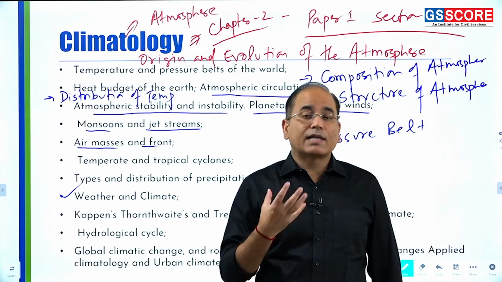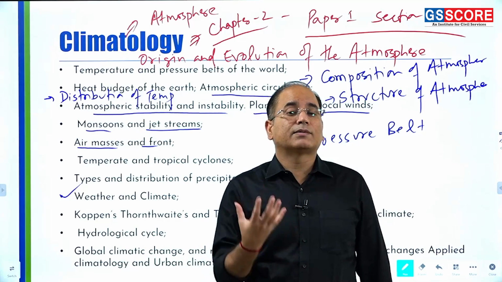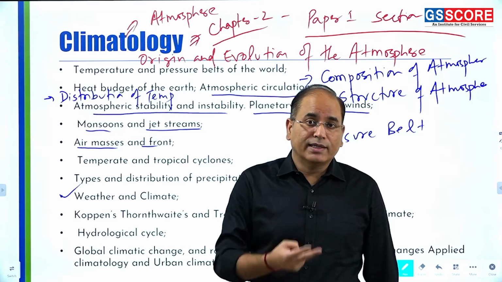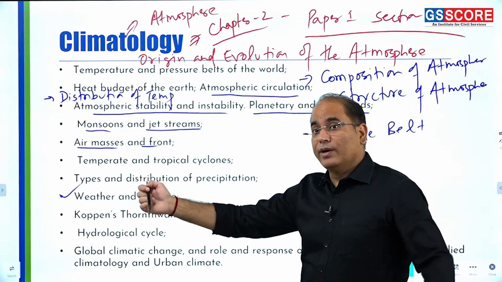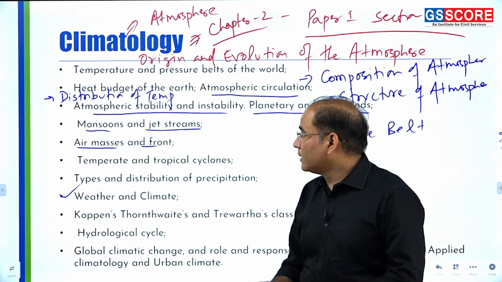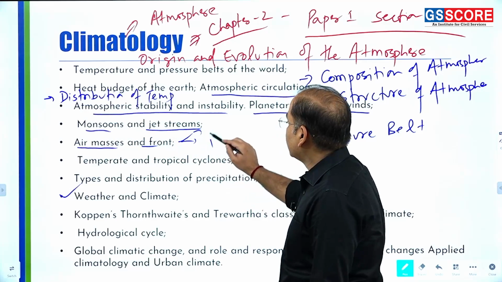Then the topic of air masses and front. Air masses are large parcels of air, and how this large parcel of air develops, what are the characteristics mainly in terms of humidity and temperature. When air masses mix, that will result in development of a front, types of front, what is frontogenesis.